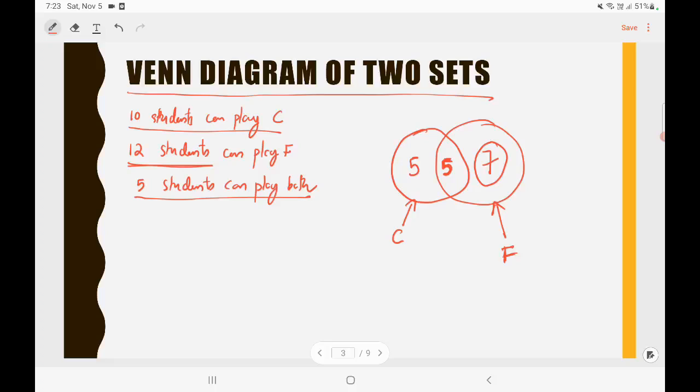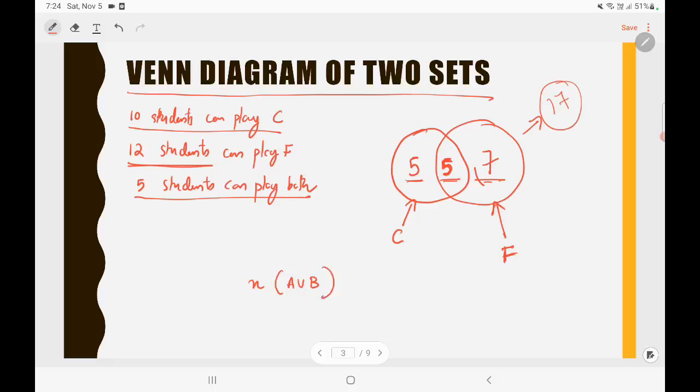You can be asked how many students can play cricket alone, or how many students can play football alone, and what is the total number of students. So what is the total number of students here? 5 plus 5 plus 7. You just need to add all the numbers in this diagram. 5 plus 5 is 10, and plus 7 it is a total of 17 students. So these are different ways in which the questions can be asked. And this diagram you can represent as an equation as well. So I will write it, that is n of A union B.